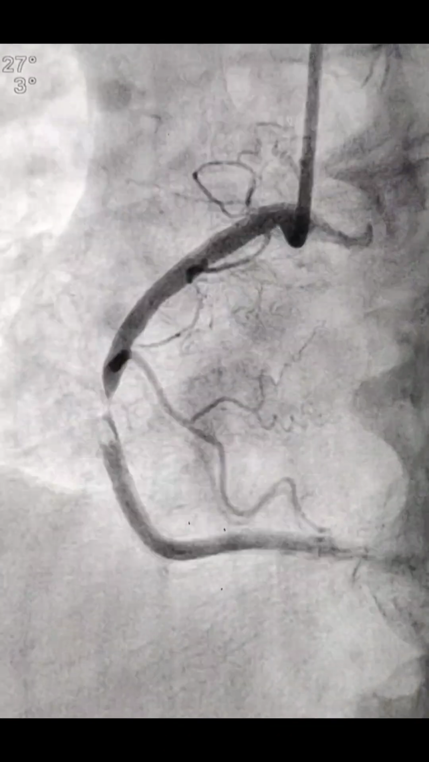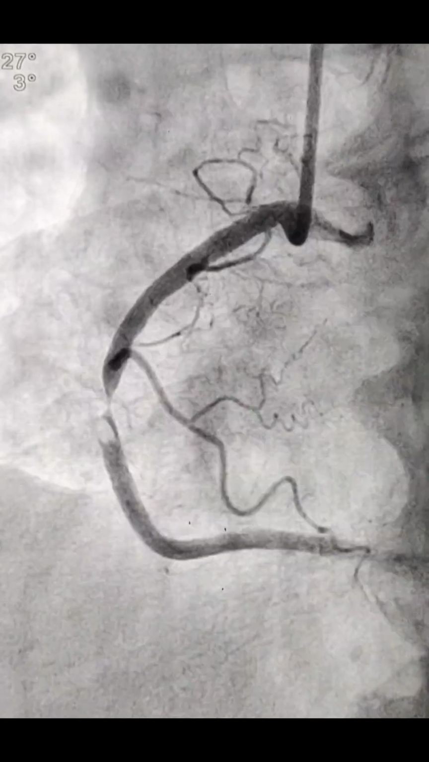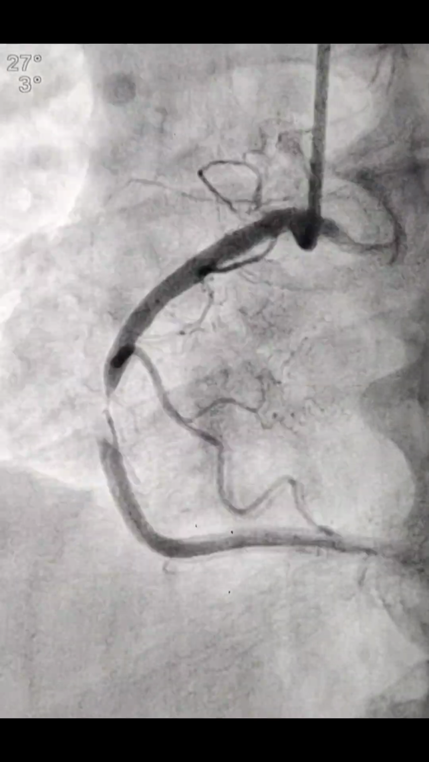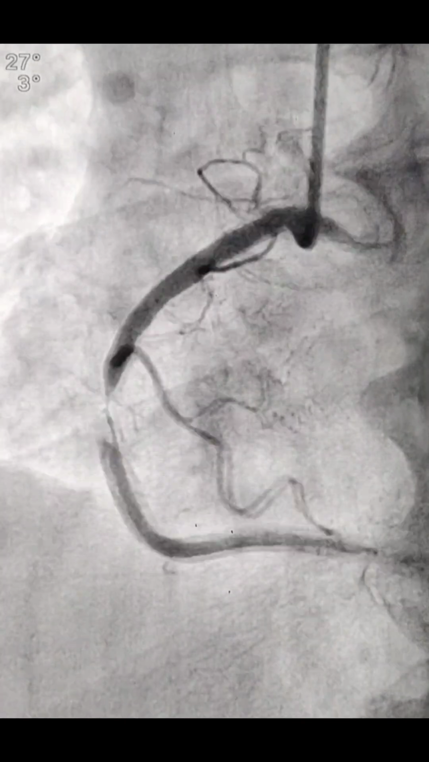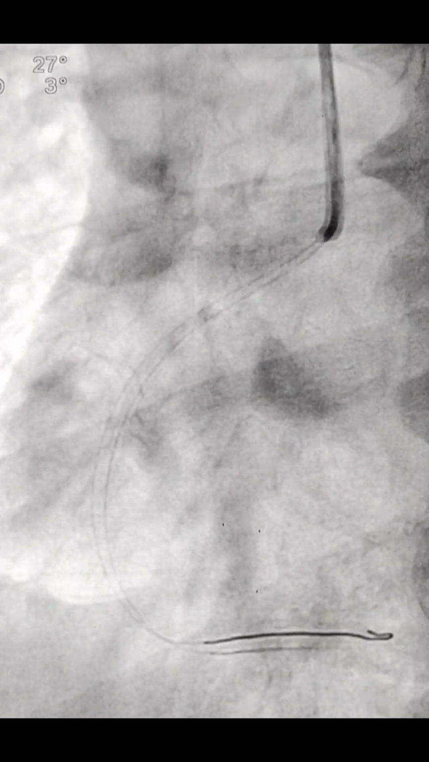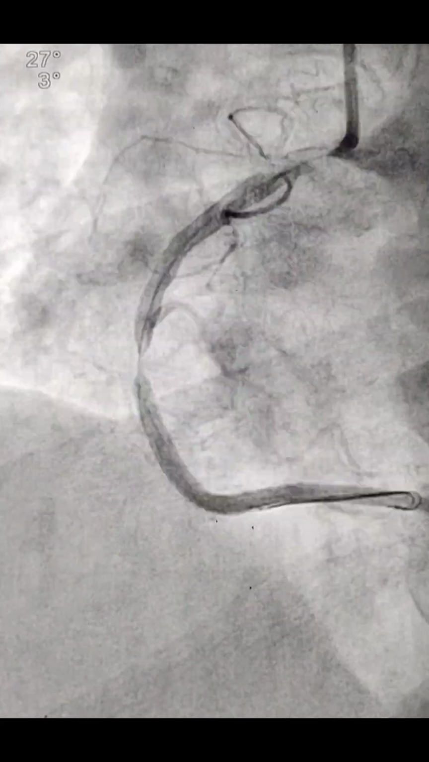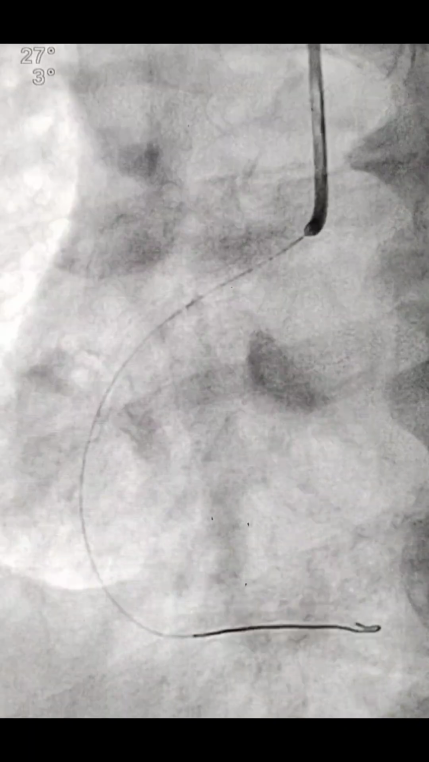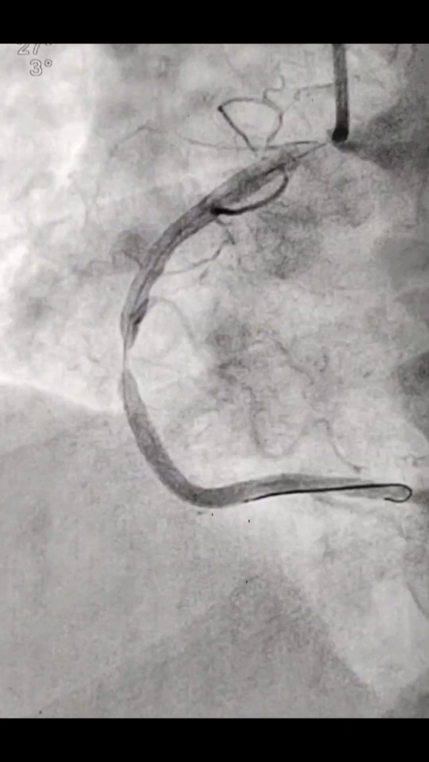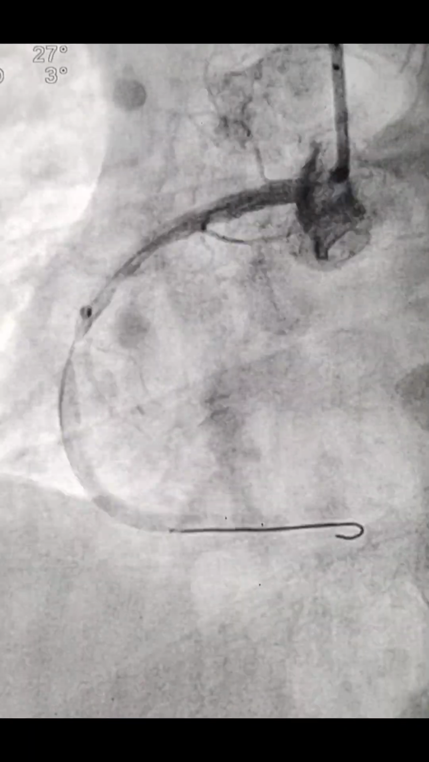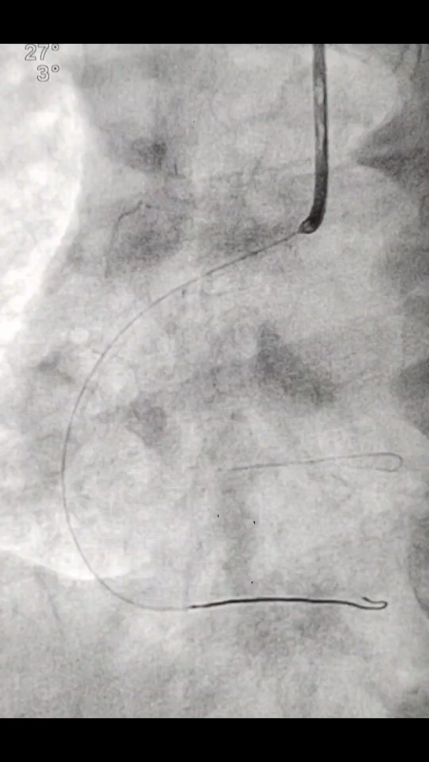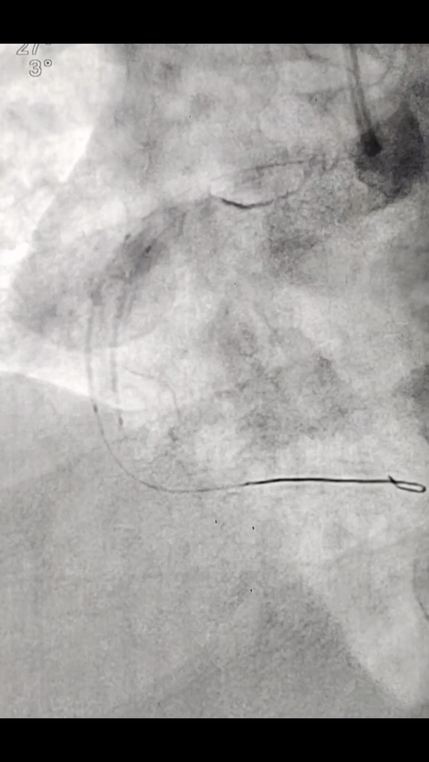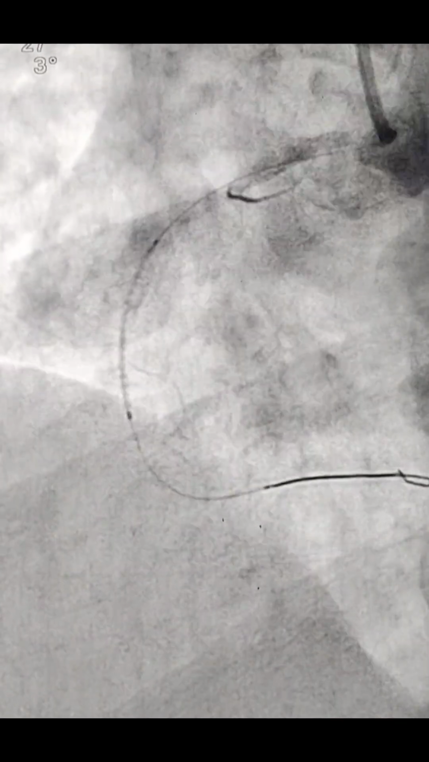After clearance, this is the right radial route with a JR catheter, and you can see the thrombus is going down. This was a BMW PTCA wire crossed. It took me 3-4 seconds to cross. Thrombus was there, but it's been only 4 hours, so it was not an organized thrombus. Then I took a stent of 3.5 by 24, and this is the placement of the stent.